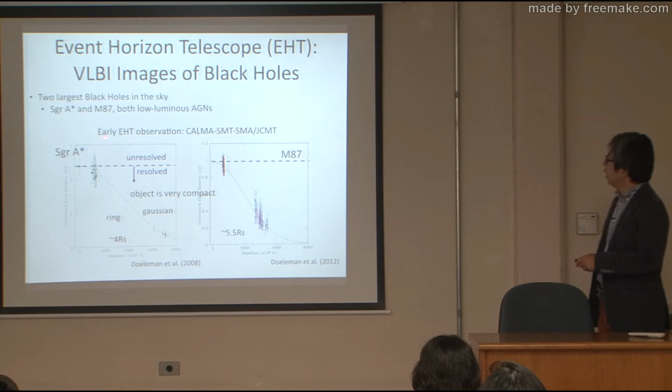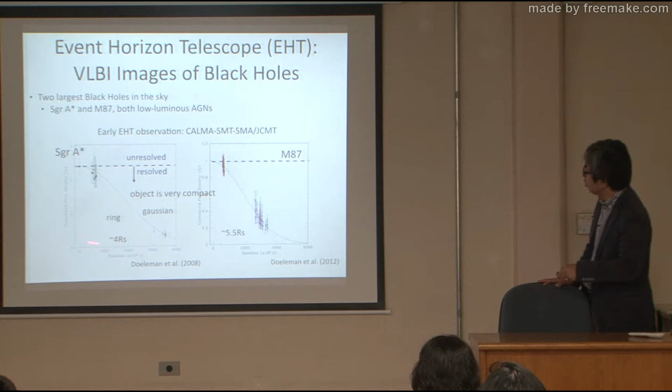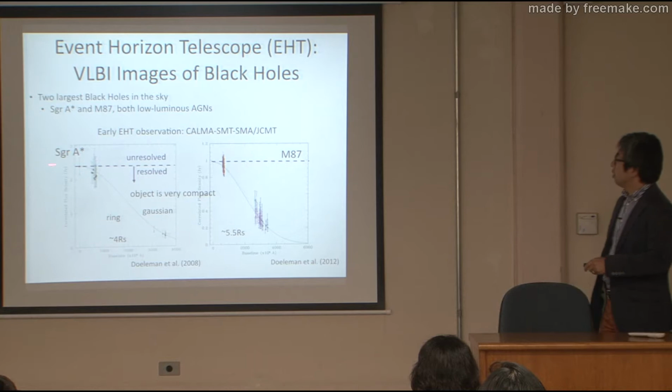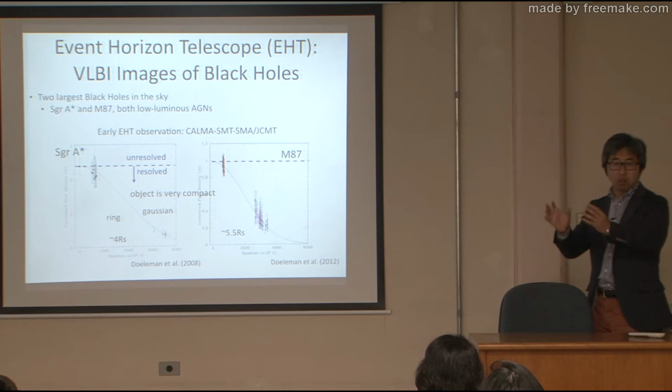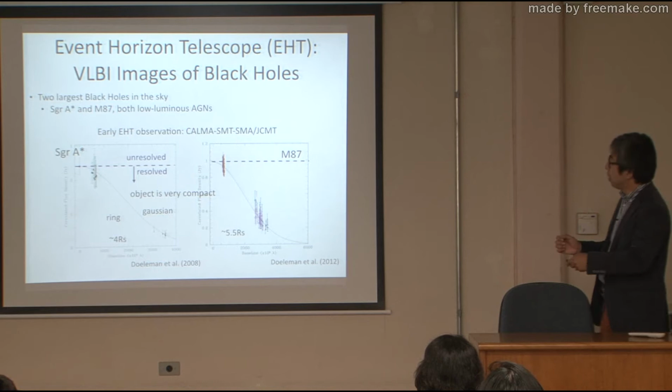This is an early EHT observation using CARMA, SMT, and SMA, including the JCMT. This is the Sgr A* case and the M87 case. I think maybe you are not so familiar with this. This is the baseline of the VLBI stations, and this is the correlated flux. The first, the blue dotted line, is the shorter baseline. Most of the energy emission is in just one single Gaussian component, so we get the total flux of the source, but we cannot resolve its structure.